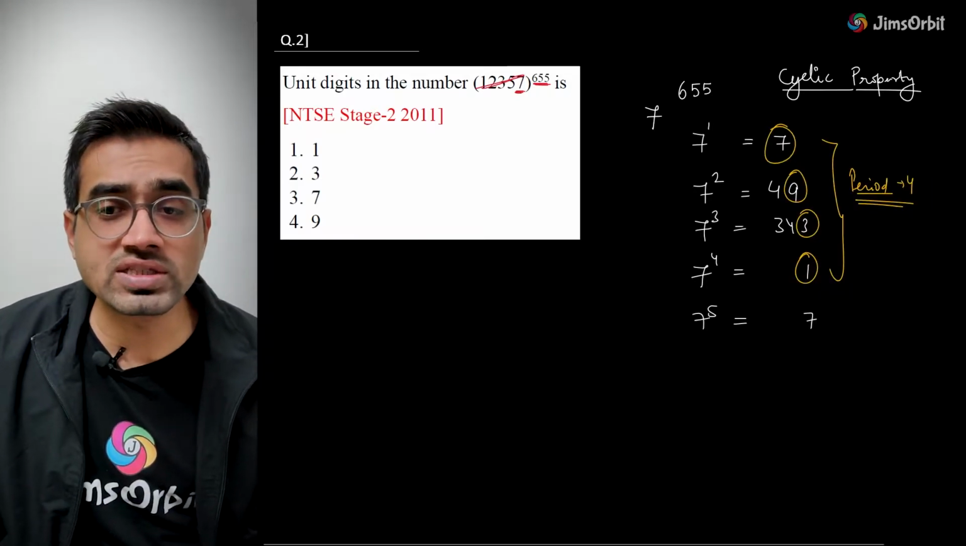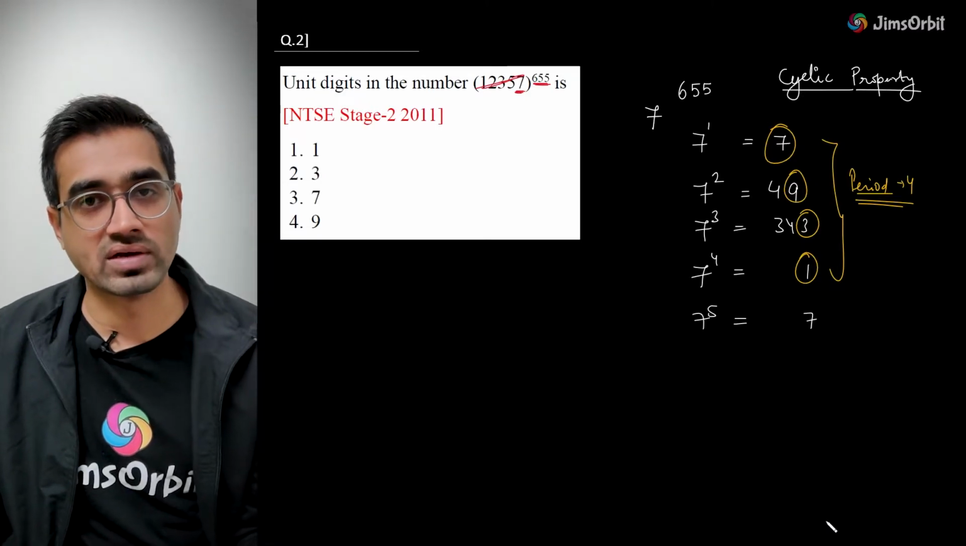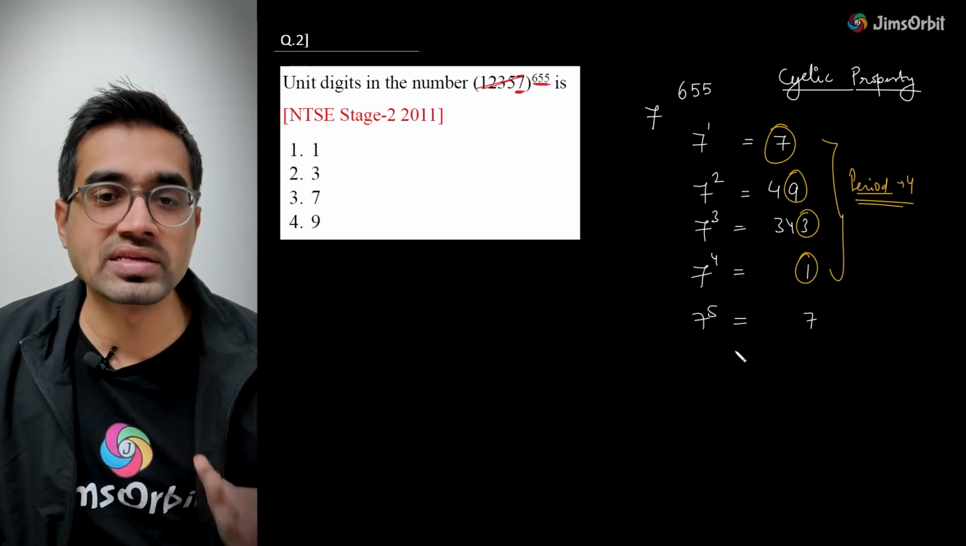Yeah. So the units digit is going to repeat after a period of 4. You will again get 7, 9, 3, 1. So it's a cyclic pattern. That's why it's called a cyclic property. This implies a pretty simple thing.